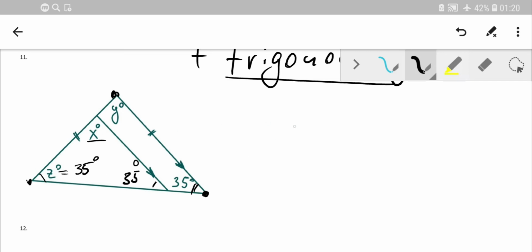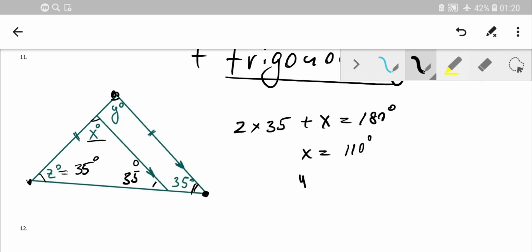So we can figure out x also. So 2 times 35 plus x will give us 180. So from where x is simply 180 minus 70, which is 110. Okay, this is the value. And because this angle and this angle should be the same because of 2 parallel lines, we can state that y is also 110. Okay, it's done.